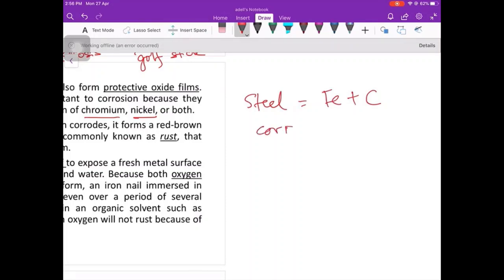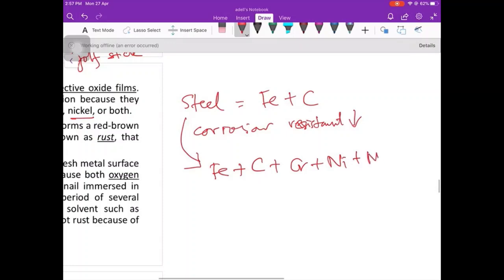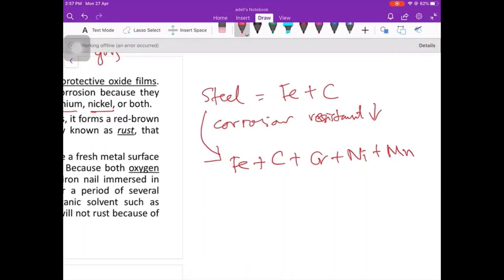but the corrosion resistance of steel is low. In order to improve its corrosion resistance, steel is modified and chromium is added beside ferrum and carbon. Chromium, nickel, and manganese are added into the composition to produce what is called stainless steel, which is highly corrosion resistant.